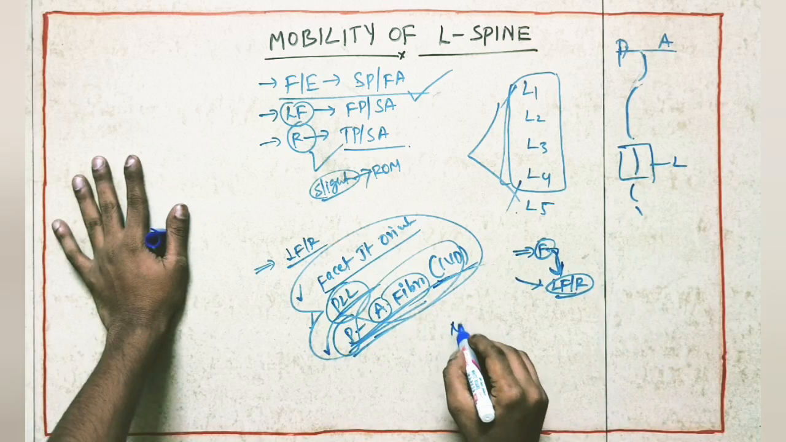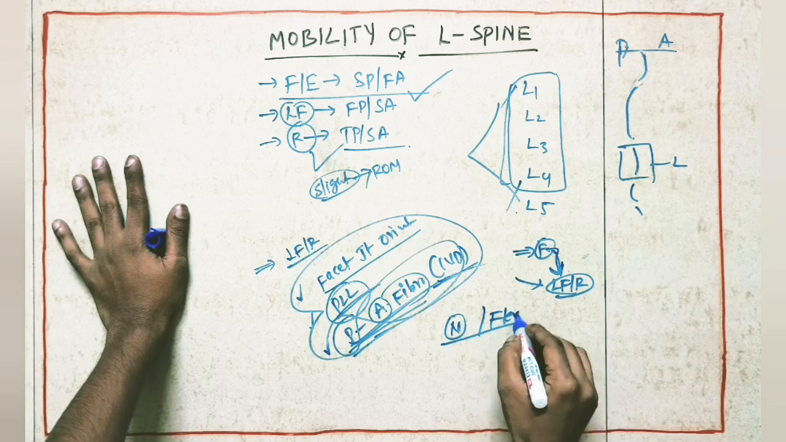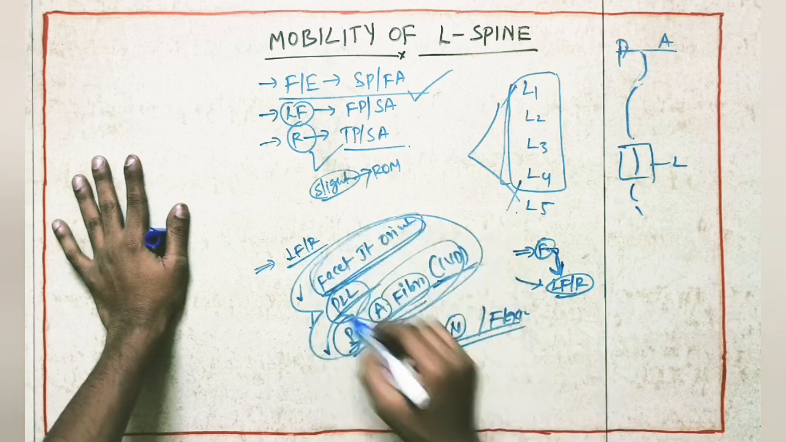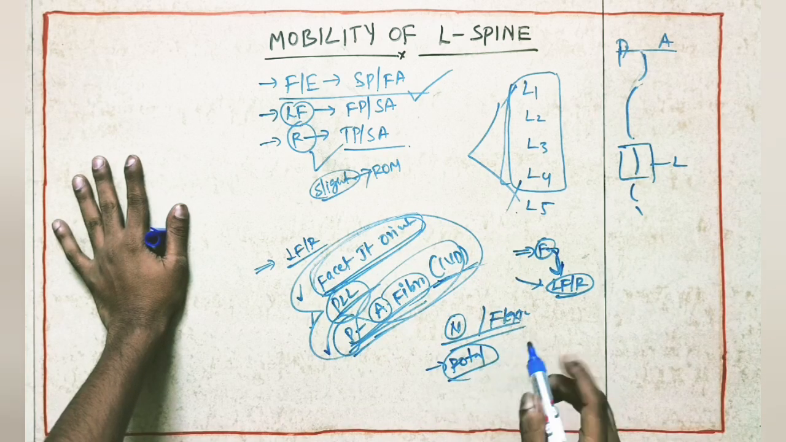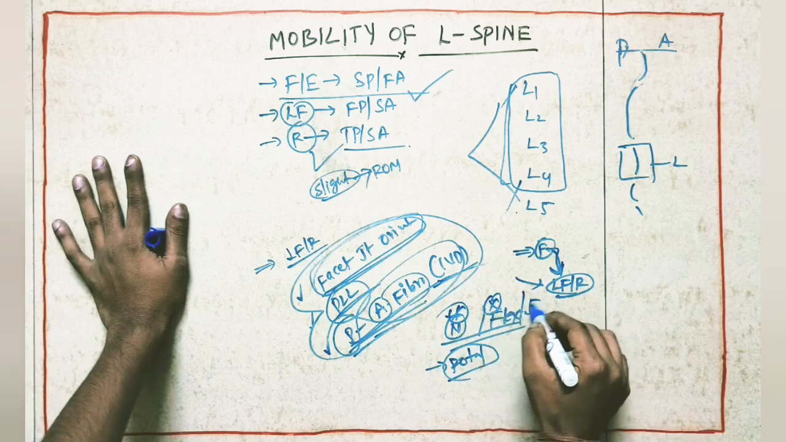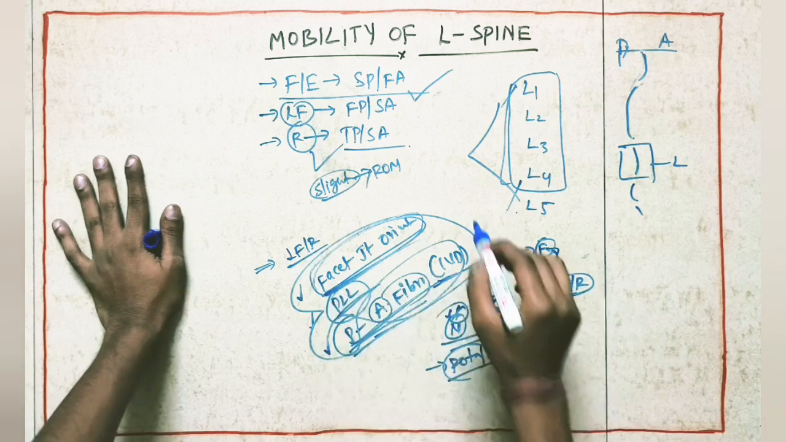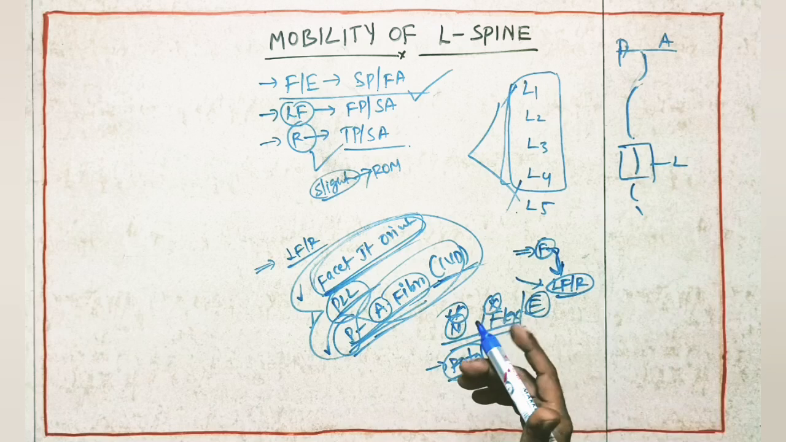Suppose the patient is in neutral or maybe flexion of the lumbar spine, the facet joints will not allow rotation. In any position, either neutral position, flexion position or extension position, whatever the position of the lumbar spine, the facet joints are not going to allow the lumbar spine to rotate.